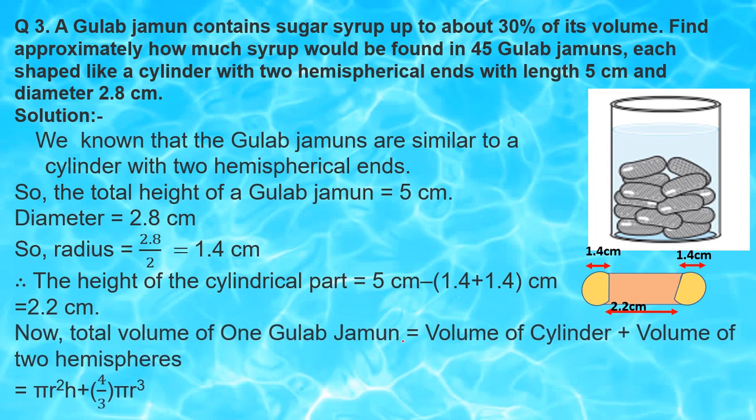Now the total volume of one gulab jamun is the volume of cylinder plus the volume of two hemispheres. As we know, the volume of cylinder is pi r square h. The volume of a hemisphere is 2 by 3 pi r cube. Now here we have to find the volume of two hemispheres, that is 4 upon 3 pi r cube.